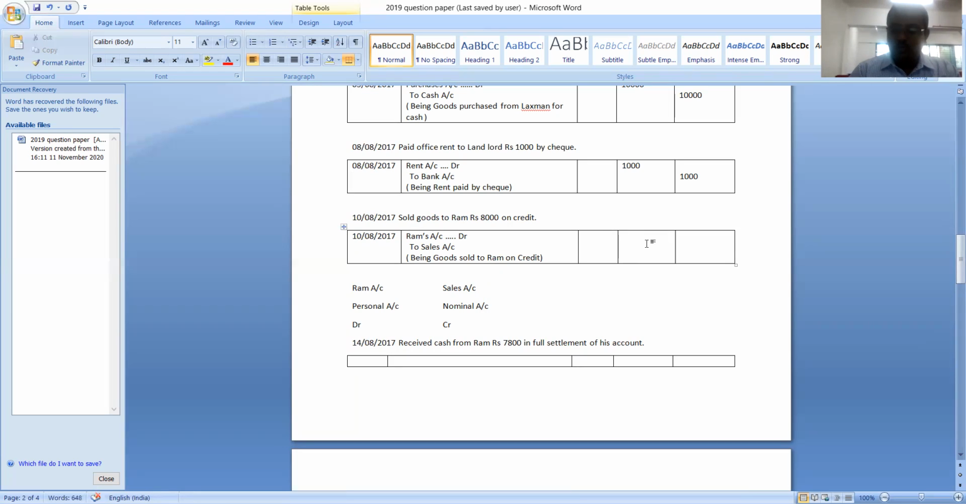Okay, let us write the amount. What is the amount of the transaction? 8,000 rupees in the debit column, parallel to the name of the account that is debited. 8,000 rupees in the credit column, parallel to the name of the account that is credited. Okay, let us move to the next transaction.